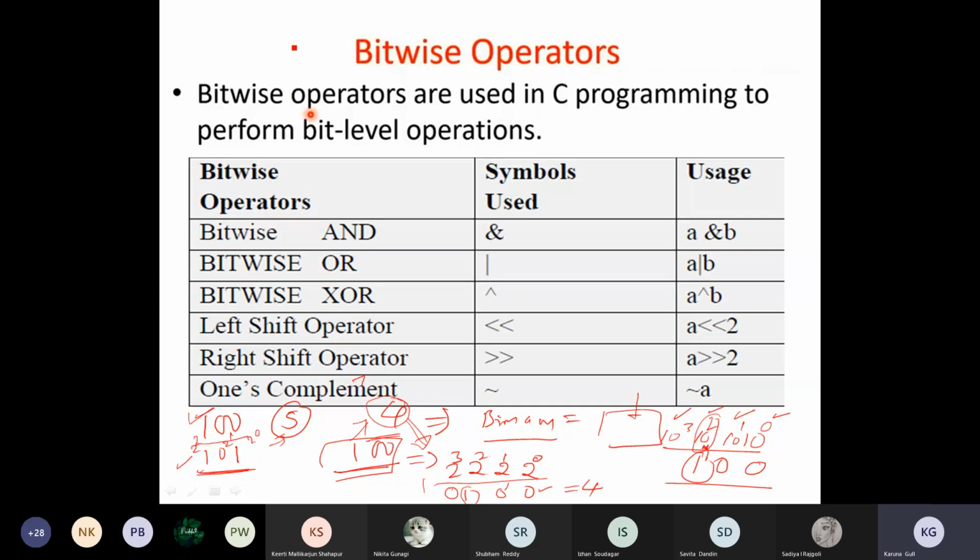So now, because we are interested to work on the bits rather than the actual digits there. So now here these are the bits. 0, 0, 1 are the bits. 1, 0, 1 are the bits.